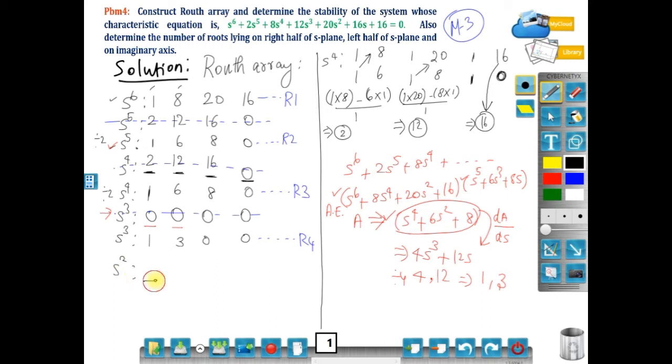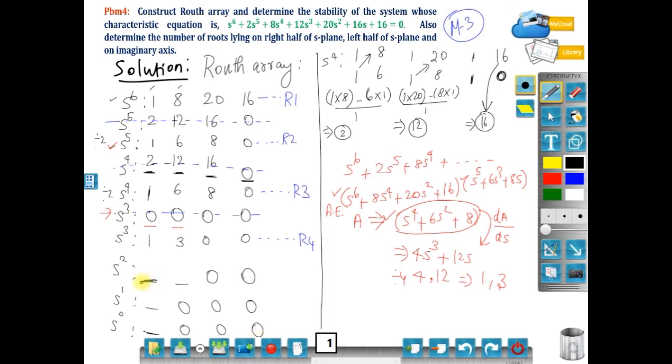Next thing is S power 2, S power 0. S power minus 2 is not available, S power minus 4 is not available. Then S power 1. We are having S power 1, right? So 0, 0, 0. S power 0, yes, of course we are having one S power 0 value, and the other values are 0. We need to fill these values, and then by the way we can complete the Routh array construction process.